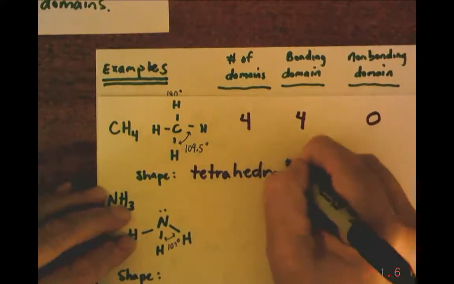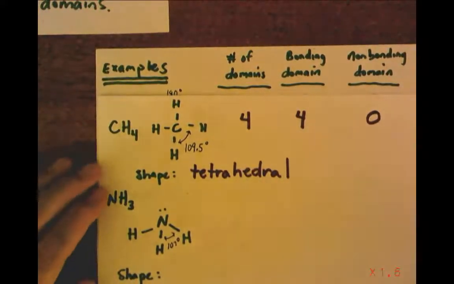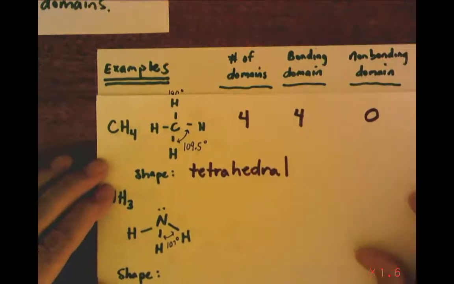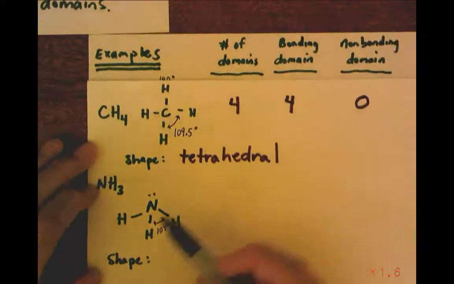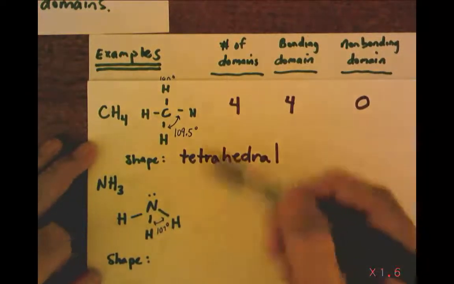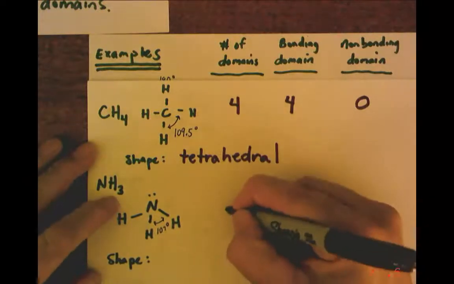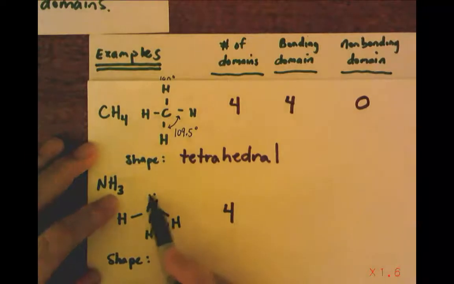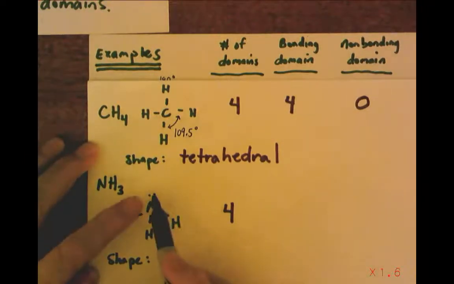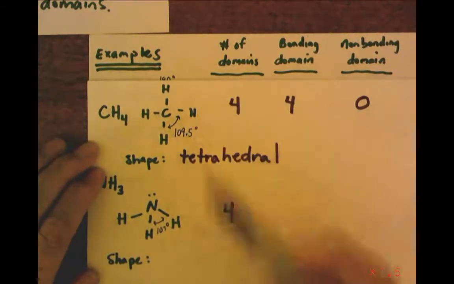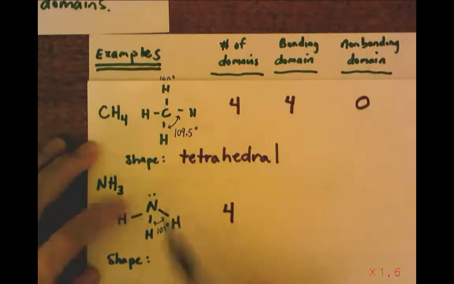Tetrahedral. Hopefully I can spell that. Okay, a tetrahedral shape. Bond angle 109.5. Okay, here's another one. 1, 2, 3, 4. So while there's 4 electron domains, just like the previous example, we don't get a tetrahedral shape because this lone pair repels more than the bonding pairs can. So this becomes less than 109, like the tetrahedral, because there's a greater repulsion there.